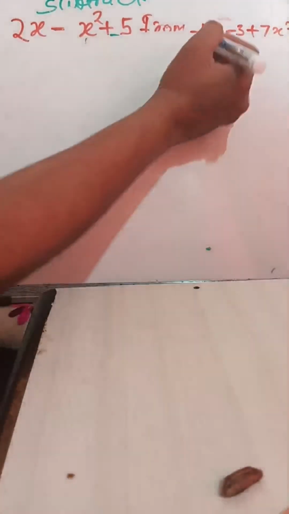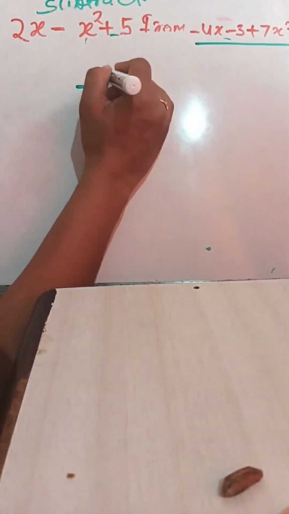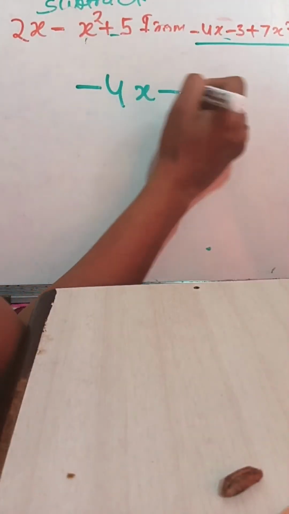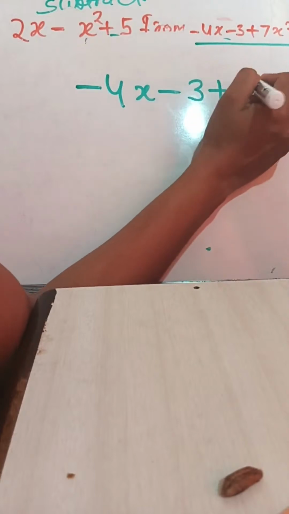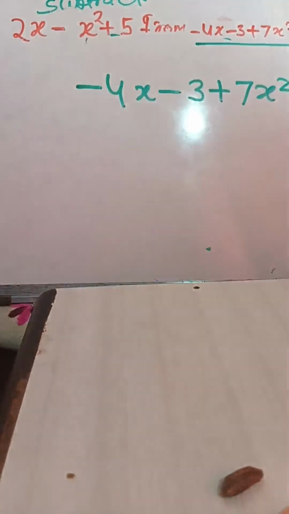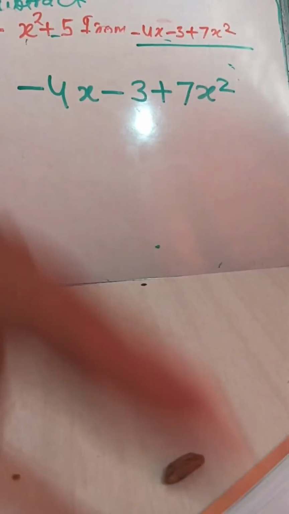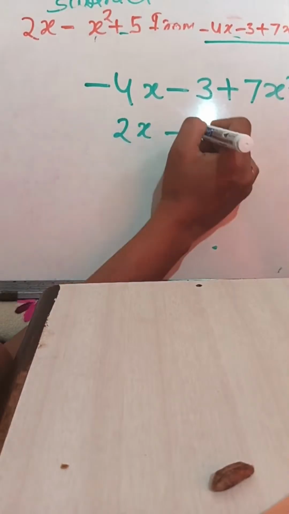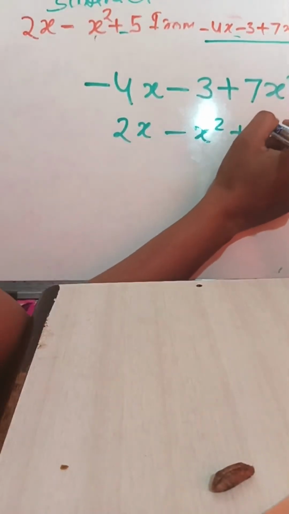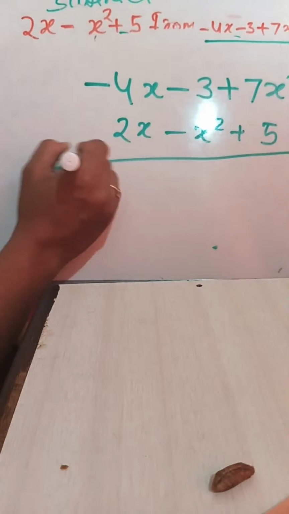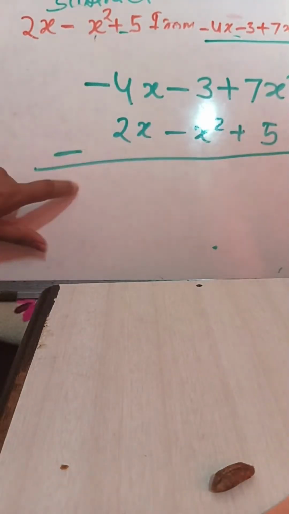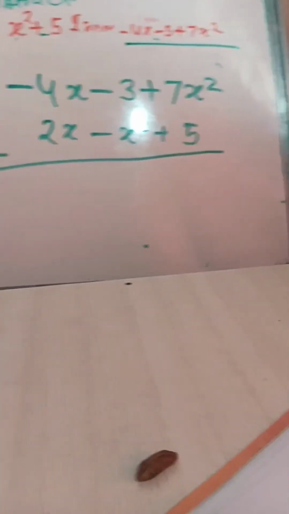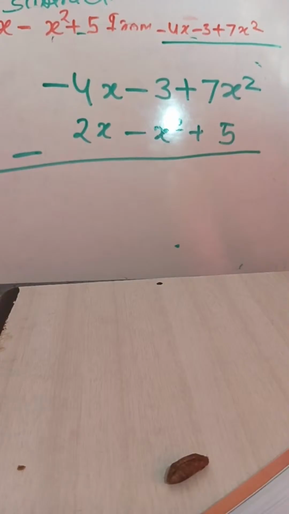So first we write this: minus 4x minus 3 plus 7x square. Okay, we have written this expression. Now we have to subtract this and write these terms: 2x minus x square plus 5. But in this we have to take care of one thing. What thing do we have to take care of?